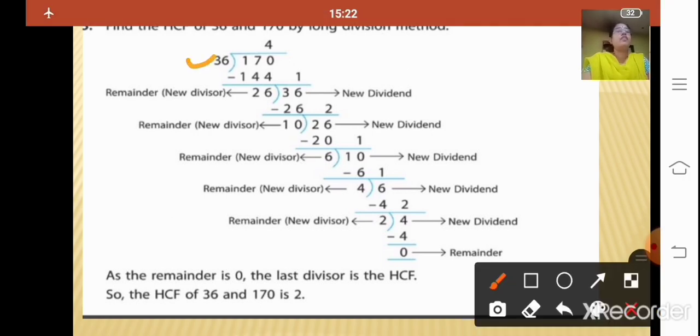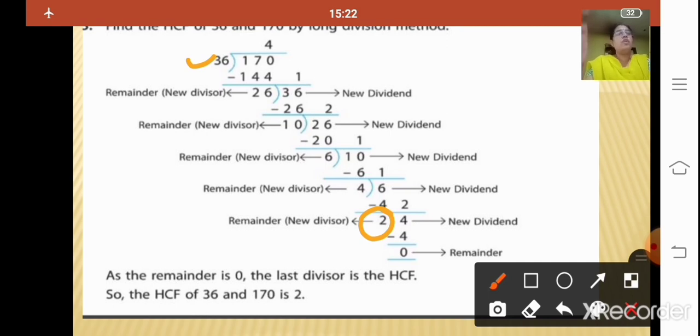We have to find the HCF of 36 and 170. Now when you go on dividing it, the remainder will become the new divisor and the first divisor will become your new dividend. Same way you go on dividing it. In the last divisor, when you get the remainder as 0, the last divisor becomes your HCF, that is the number 2. Correct? So the HCF of 36 and 170 is 2.